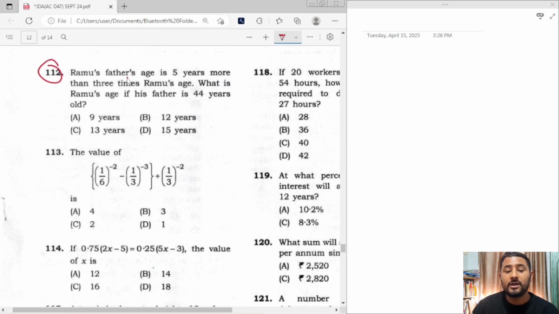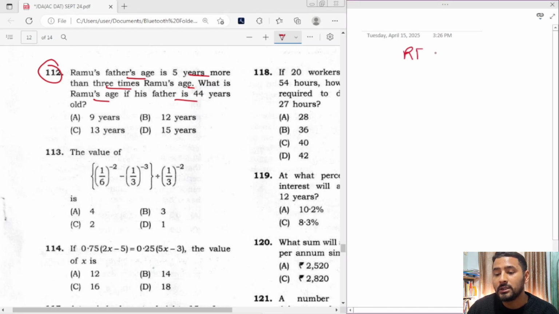Ramu's father's age is 5 years more than 3 times Ramu's age. What is Ramu's age if his father is 44 years old? So let's see. We have Ramu's father and Ramu, okay? Let's consider like this. Ramu's father is RF, and R is Ramu. Given is that the father is 44 years old. So Ramu's father is 44, and Ramu's age, the present age, will be R, okay?